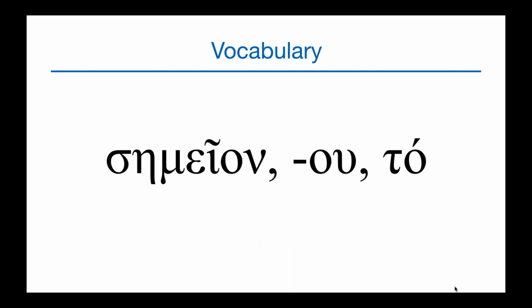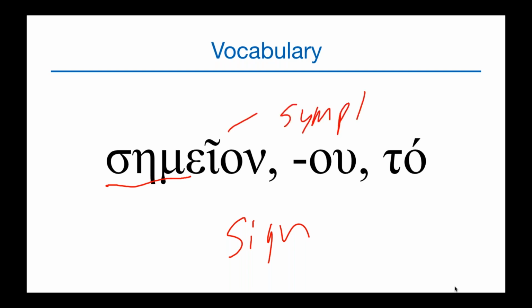Semeion means sign. And this is actually the word sem-, this prefix is where we get symptom from. If that helps you remember it. Which I just realized, I guess that means whenever we talk about signs and symptoms of a disease, it's kind of redundant.